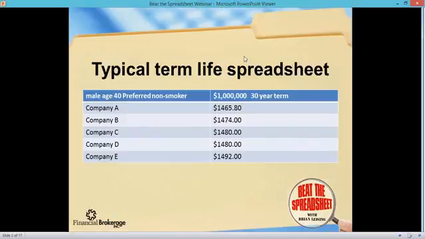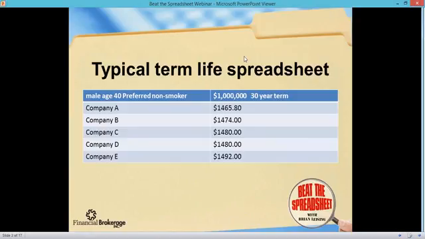All right, so here is what I would call your typical term life insurance spreadsheet. If you would run this off of our website, financial-brokerage.com, you would see actual company names. I took them off for this purpose here. We don't necessarily need to know which companies they are. It's the pricing that's important. So for this example, we have a 40-year-old preferred non-smoking male, $1 million of 30-year term, and these are the annual prices with the top 5 carriers that I ran on that particular day. And I would say this is pretty typical.